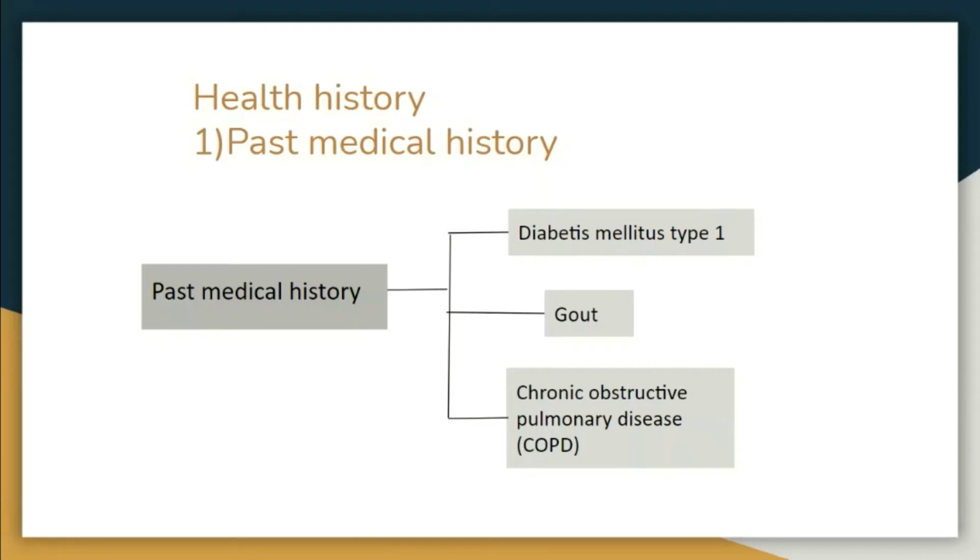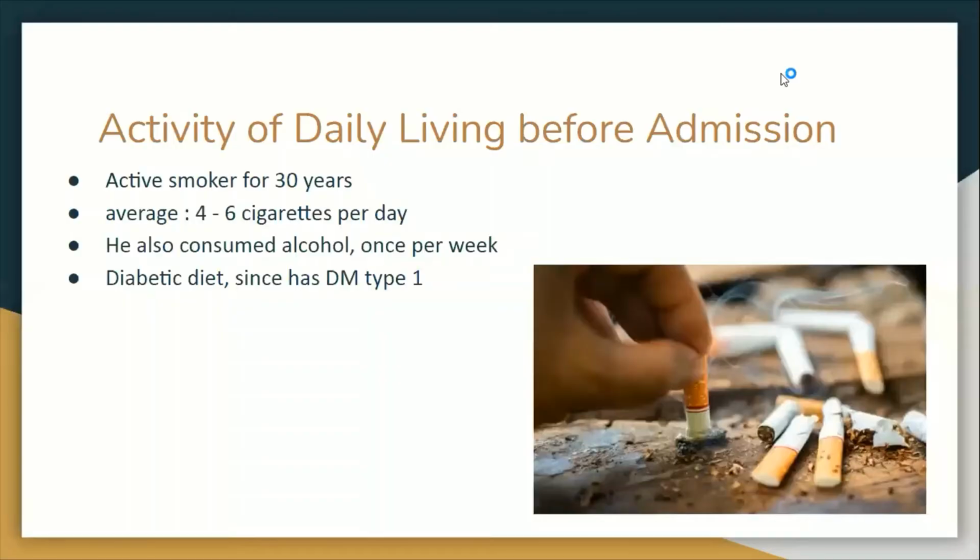And then the last one is COPD, or chronic obstructive pulmonary disease. For the activity of daily living before admission, he is an active smoker for the past 30 years, which means he started smoking at the age of 30 years old. The average is about 4 to 6 cigarettes per day, which is very much.